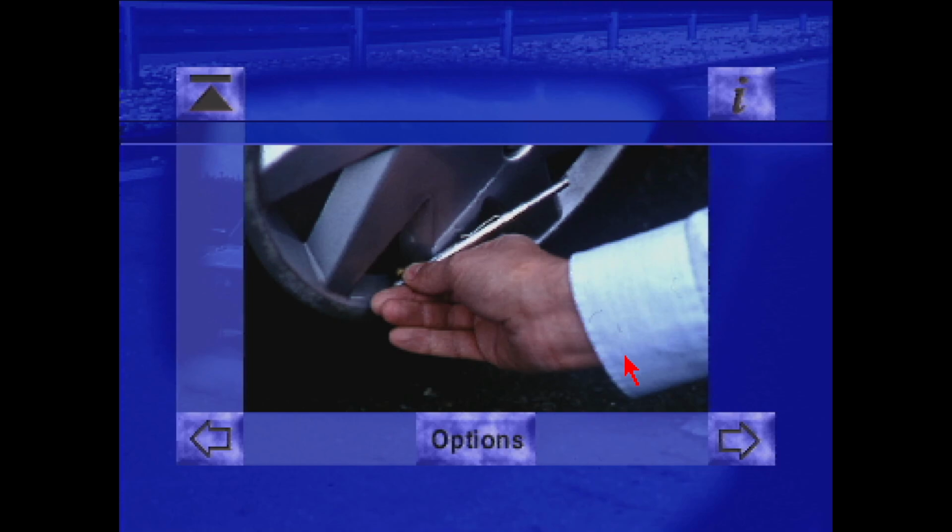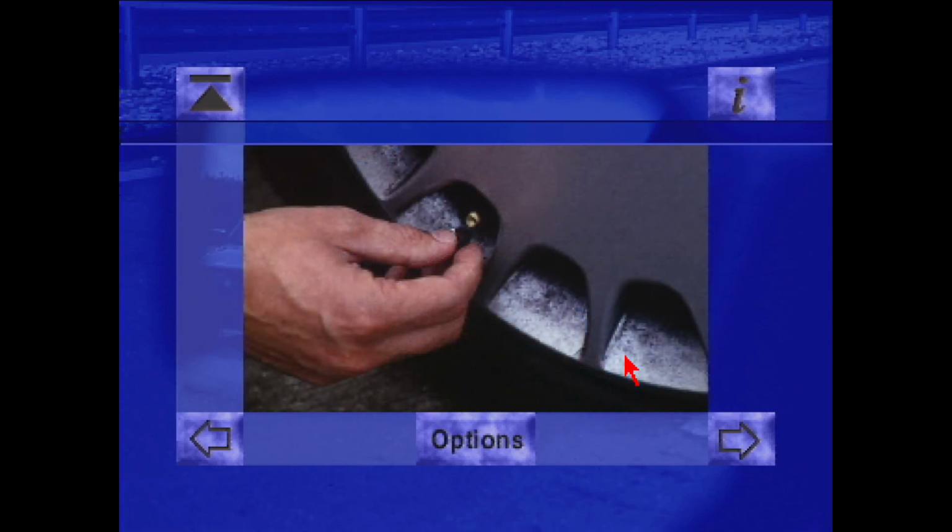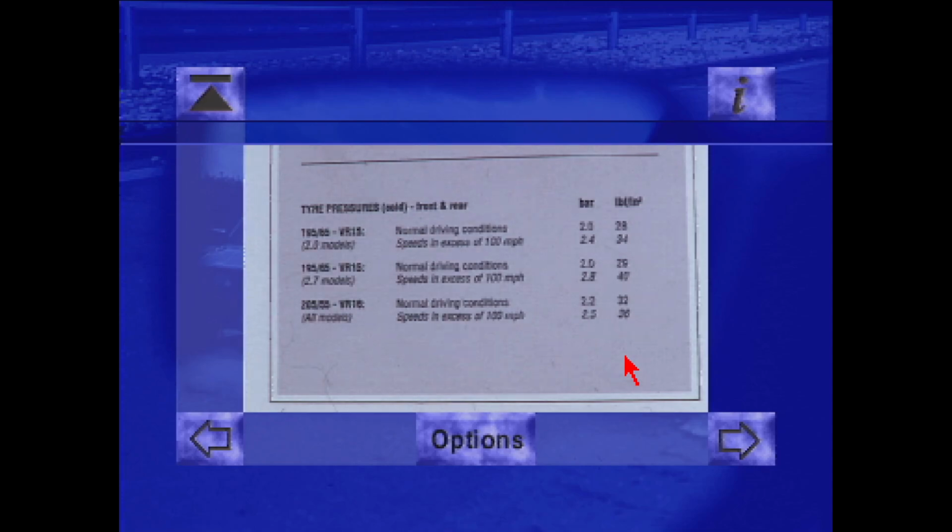Use your own accurate gauge. Service station gauges tend to get knocked about. Remember to refit the valve caps. Always set pressures as recommended in your car's handbook, making the necessary adjustment for heavy loads or sustained high speeds.